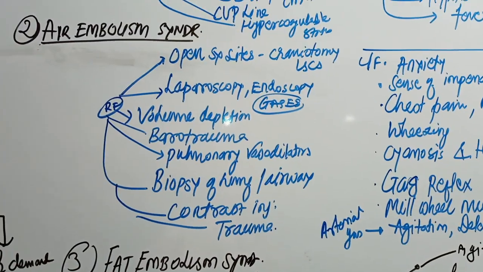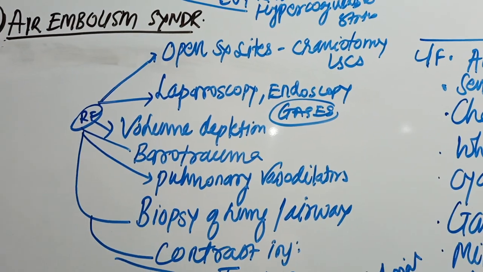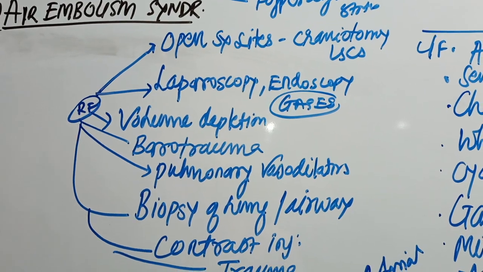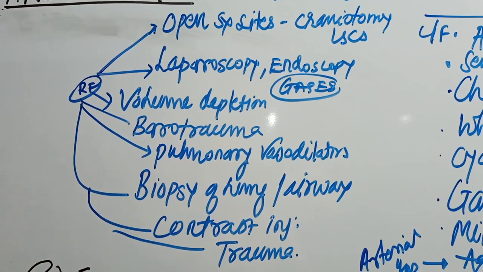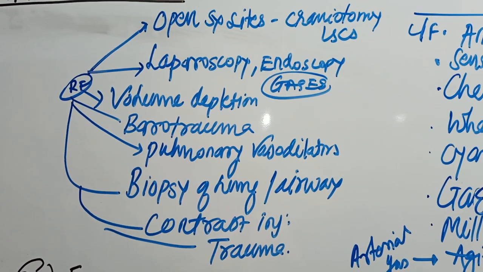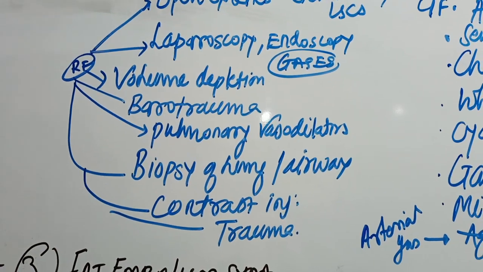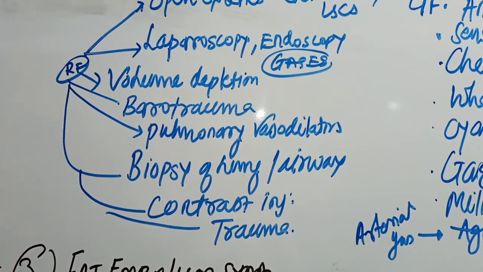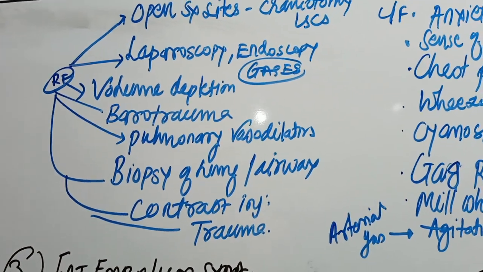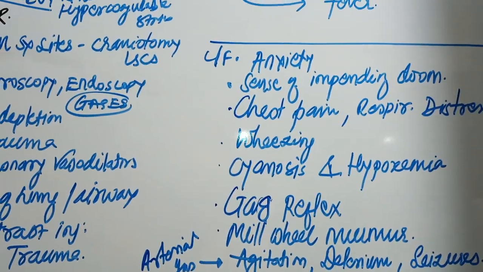Risk factors are open surgical sites like craniotomy and LSCS. When the patient is given a sitting position in craniotomy, the heart is at a lower level, so there are chances of air embolism. During laparoscopy we use carbon dioxide, and during endoscopy also it may cause embolism. Volume depletion causes negative pressure, barotrauma, pulmonary vasodilatation; biopsy of lung and airway may cause an open tract and sucking of air, and it may cause air embolism. Also contrast injections and trauma.